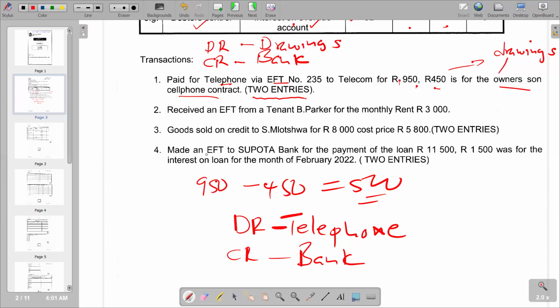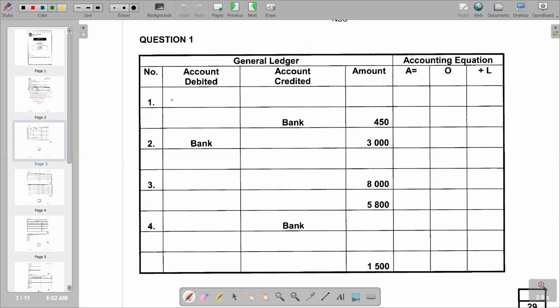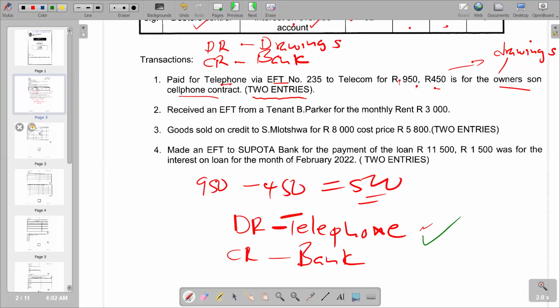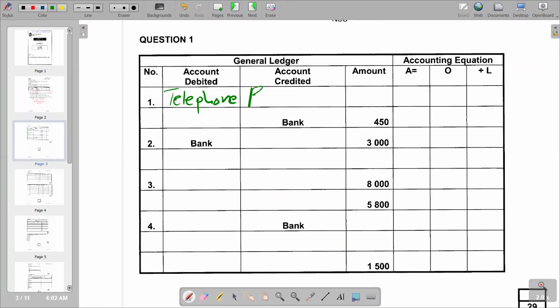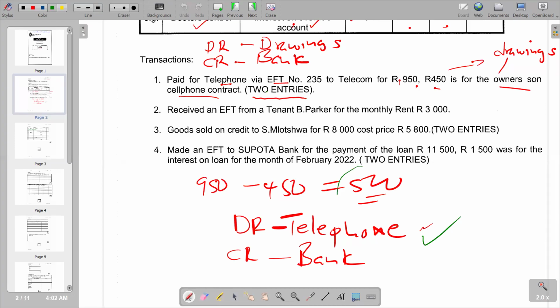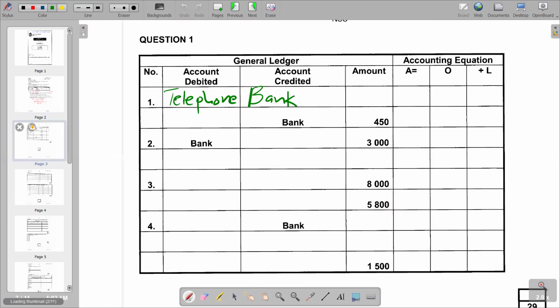So we are going to summarize our double entry for telephone and bank. Go to our answer section. See that this is our answer section. On the first double entry, we said we are going to debit telephone, and then we credit bank. So for the account credited, we say bank. If you refer back, in terms of debiting telephone and crediting bank, we have the 500 that we have calculated here. So we are going to put our 500.